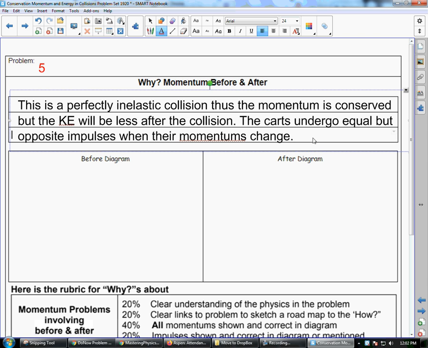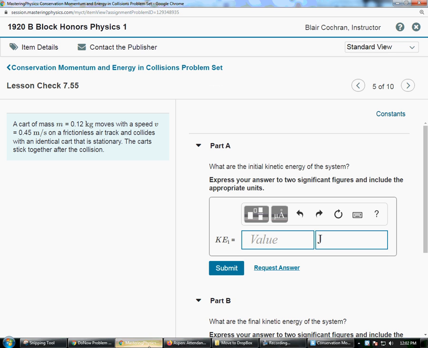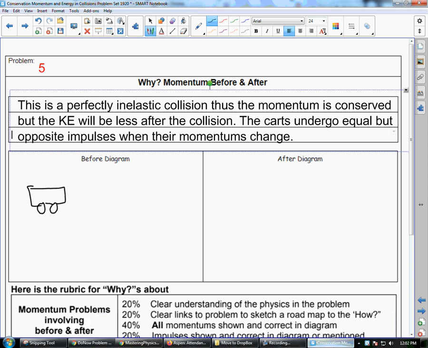Now I need to do my drawing. So we'll have first cart. Do they number them, letter them? Let's see, what do they do? What do you want to call them? Cart what and what? A and B? Okay. So this is cart A, and then this is cart B. This would be the momentum of A and the momentum of B.